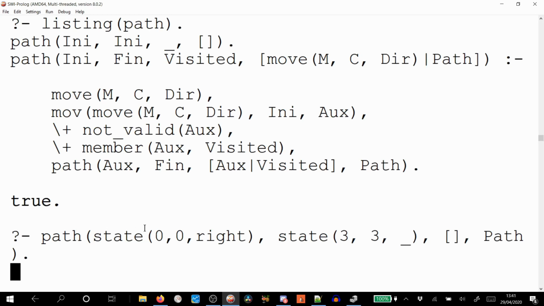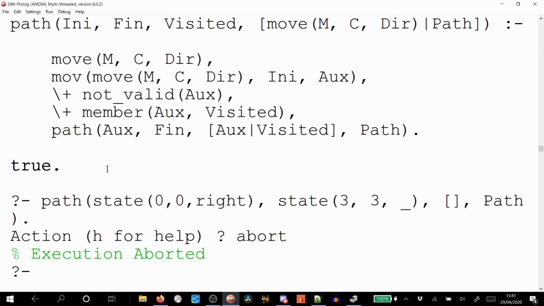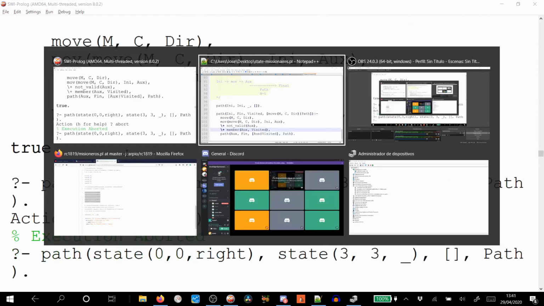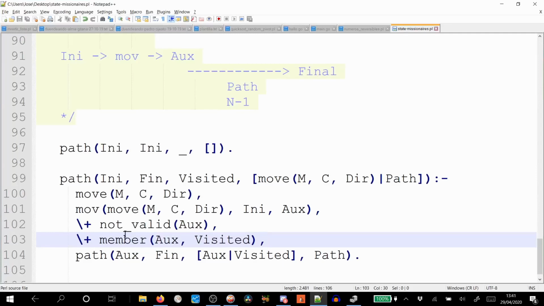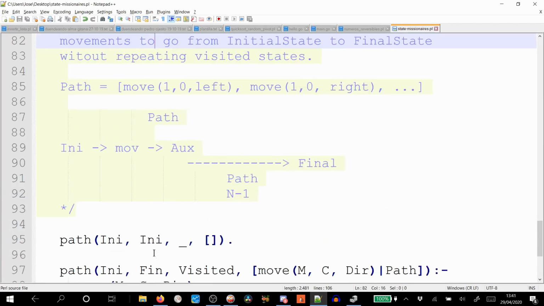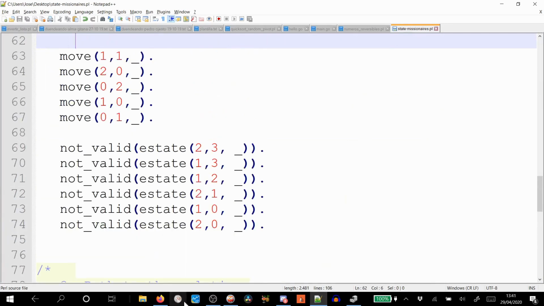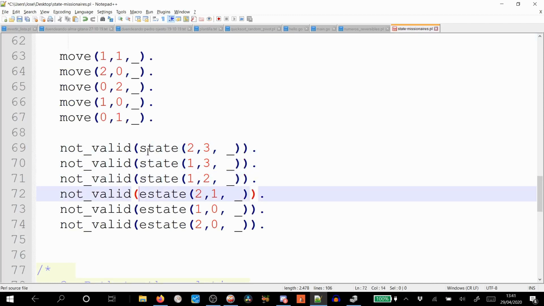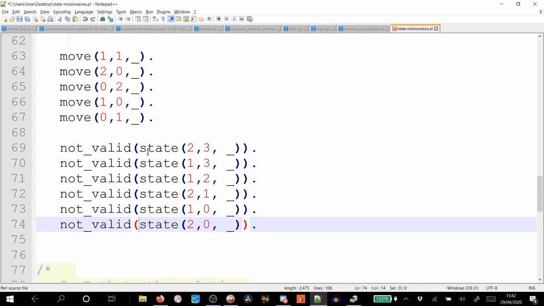So we have another error here. I think it's because you wrote "estate" and not "state" on the non-valid movements. Okay, where? Which line? On up. Yeah, sure. Yeah, perfect. Thank you. That's all.